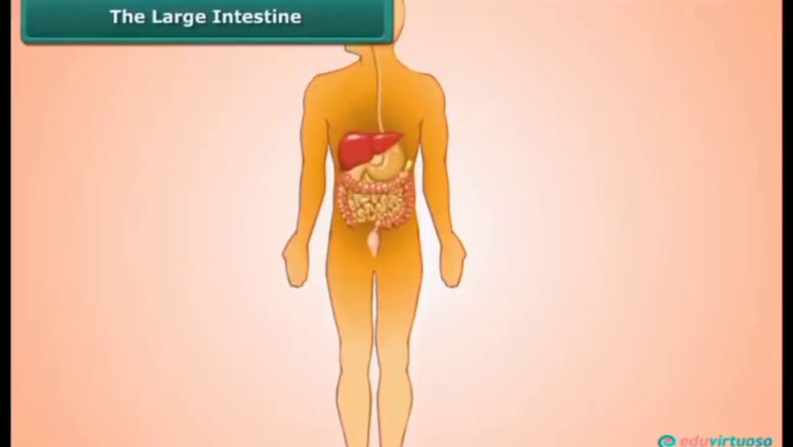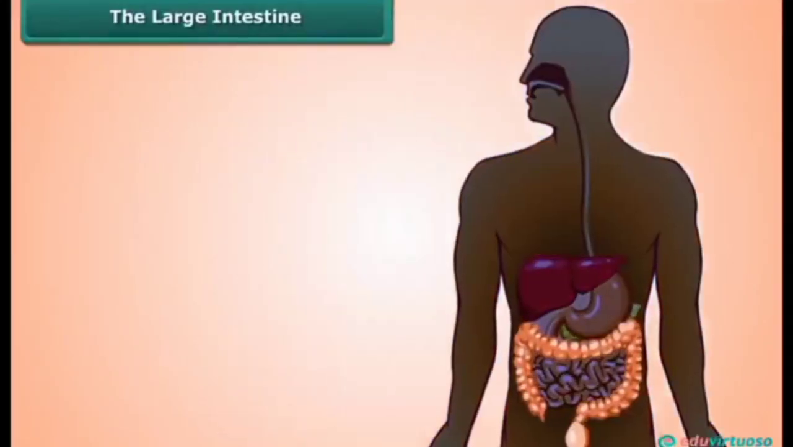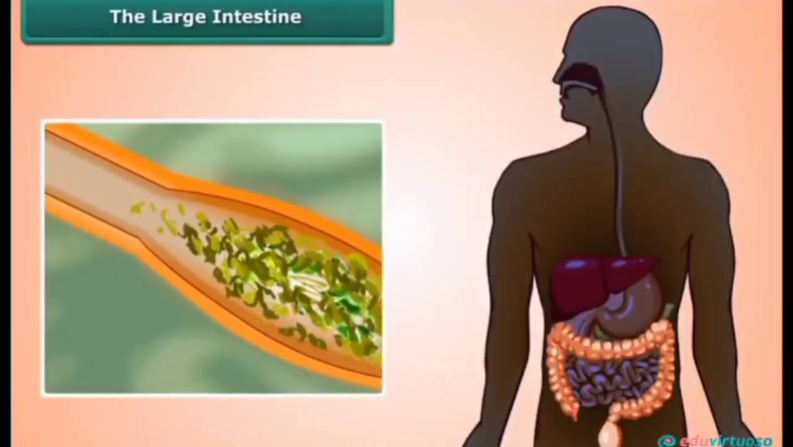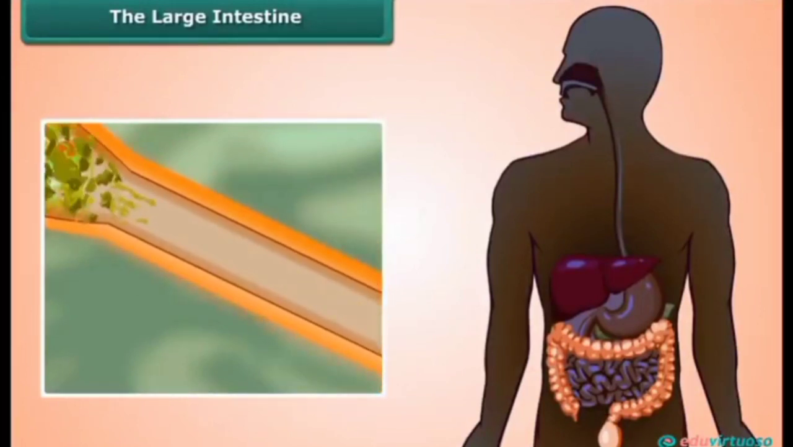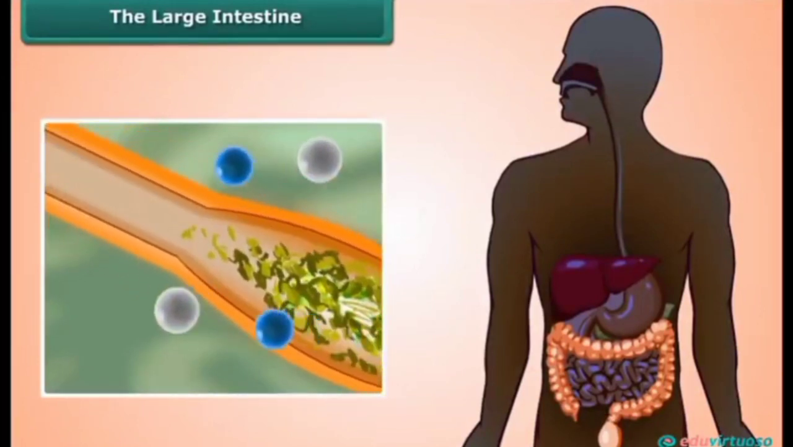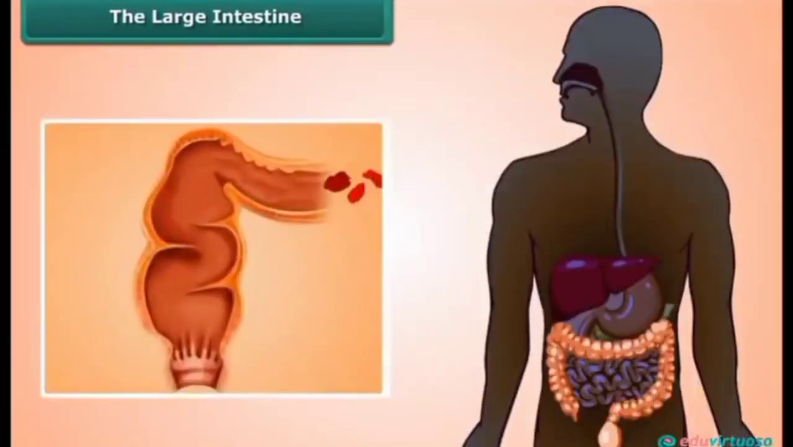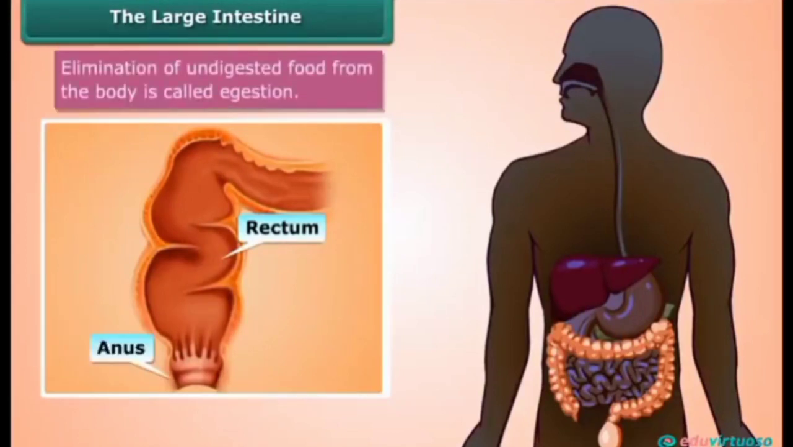Now the large intestine. Most of the water and the salt content is absorbed in the large intestine, and it helps in removing water molecules and protects us from dehydration. After that, the food particles come to the last part, that is the rectum. Here, the rectum is the temporary storage of food, and after that the food is removed from the anus. This process is known as egestion.